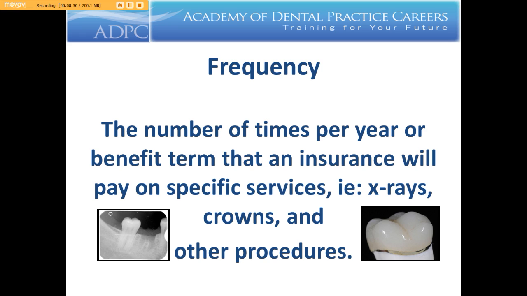Frequency. Make sure to check this when you check the breakdown of benefits. And this is the number of times per year or benefit term that an insurance will pay on specific services, for example, x-rays, crowns, prophies, and other procedures. Also make sure of the wording with the frequency. Make sure that you make the distinction between 2 times per year or 1 every 6 consecutive months. There is a difference in that wording.